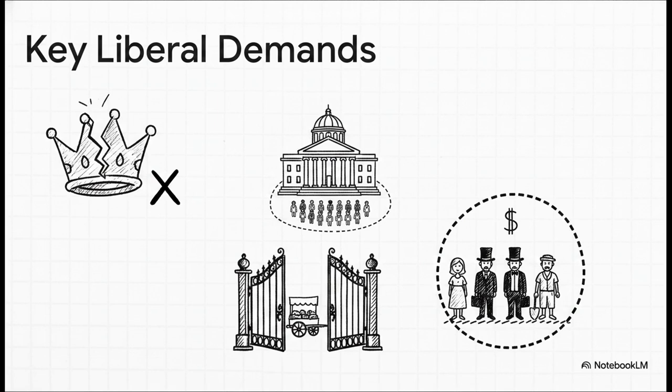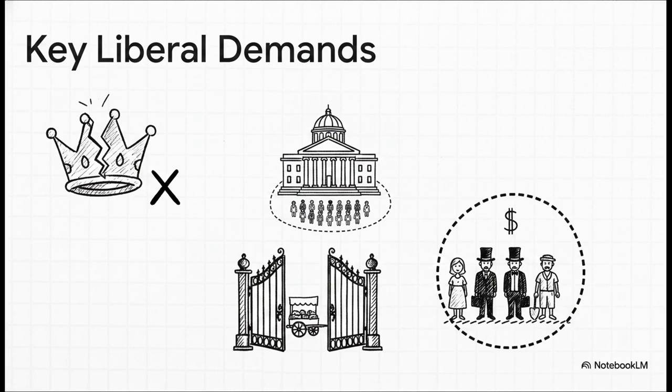Let's look at what they were actually demanding on the ground. Politically, they wanted to wipe out autocracy and those special clerical privileges. They wanted a constitution and a representative parliament. But, and listen, this is a huge but for your exams, equality before the law absolutely did not mean universal suffrage. No way. Women and men without property were completely shut out of political rights.